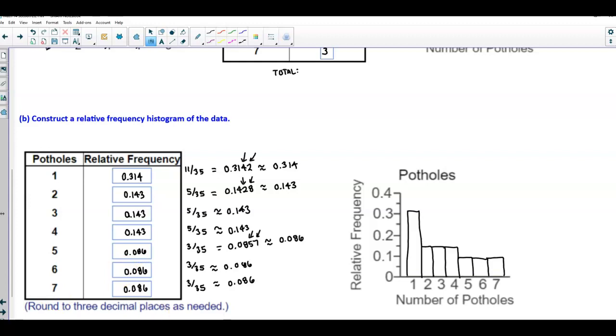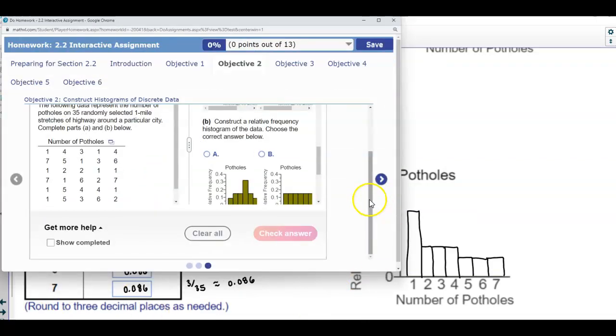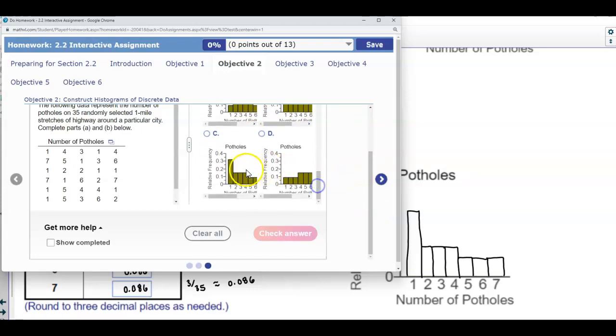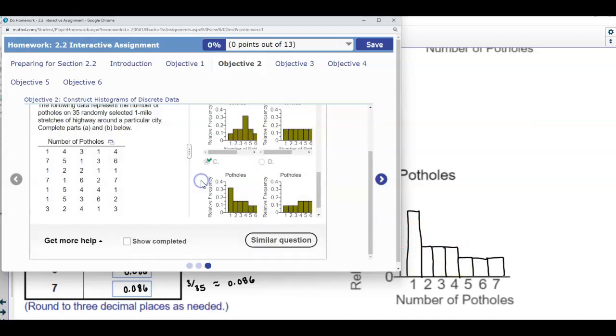Let's take a look at our options. For A, it doesn't match. For B, it doesn't match. For C, it looks very close. You can see our relative frequency and the histogram is the same. So let's select C, and there is our answer.